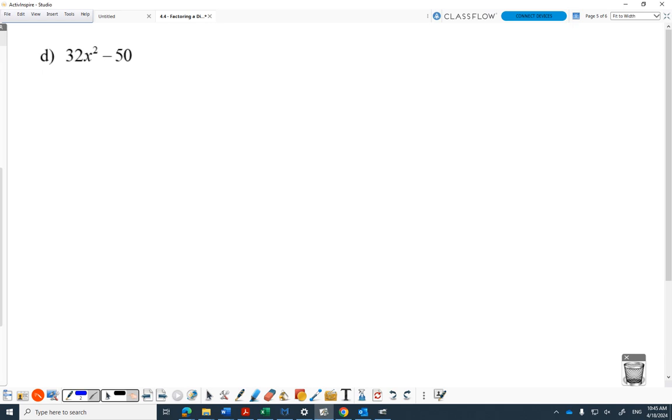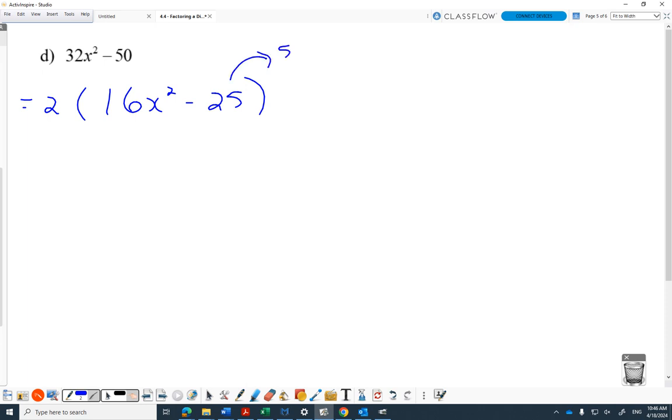What's the biggest number that divides into 32 and into 50? It's just 2, yeah. And now it's 16x squared minus 25, and hopefully your eyes light up as soon as you see those two numbers, because those are squares. What do you square to get 25?